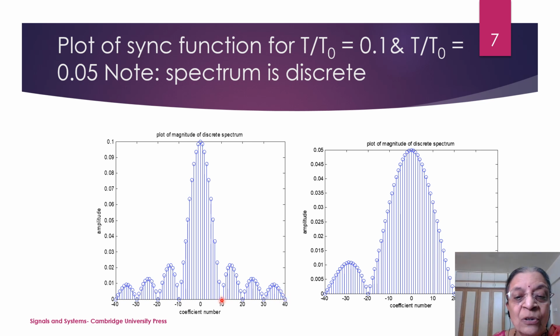Okay. The first zero crossing here occurs at 10 because t upon T0 is 0.1. In this case, it is equal to 0.05, so the first zero crossing occurs at n equal to 20. That is, t upon T0 equal to 0.05 and n equal to 20. Then there will be a corresponding sine function represented as sine pi, so it will have a 0 value.